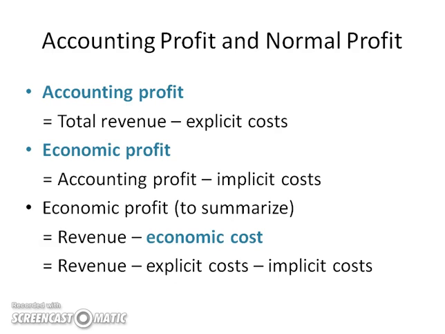So in order to find economic profit, we're going to take a look at revenue minus economic costs. So if we spread that all out, it's revenue minus explicit costs minus implicit costs.